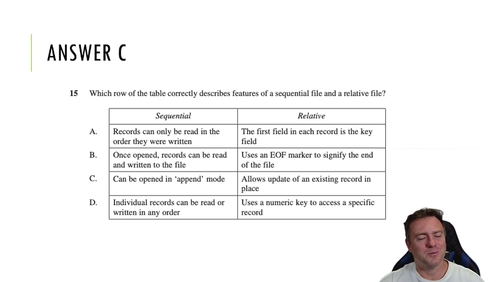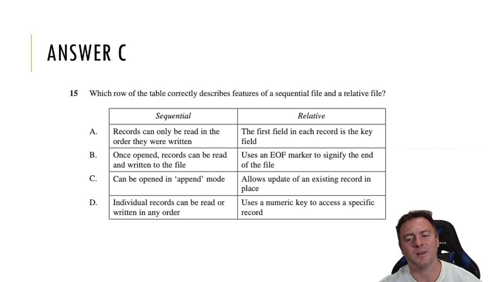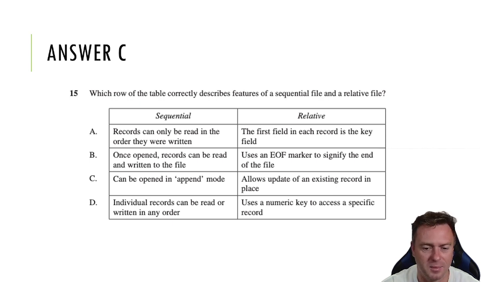So this one here, oh, I've already given the answer, sorry about that. So which row of the table correctly describes the features of a sequential file and a relative file? And that would be C. So C can be opened in append mode with sequential, because you can add it on the end, and relative allows the updating of an existing record in place.